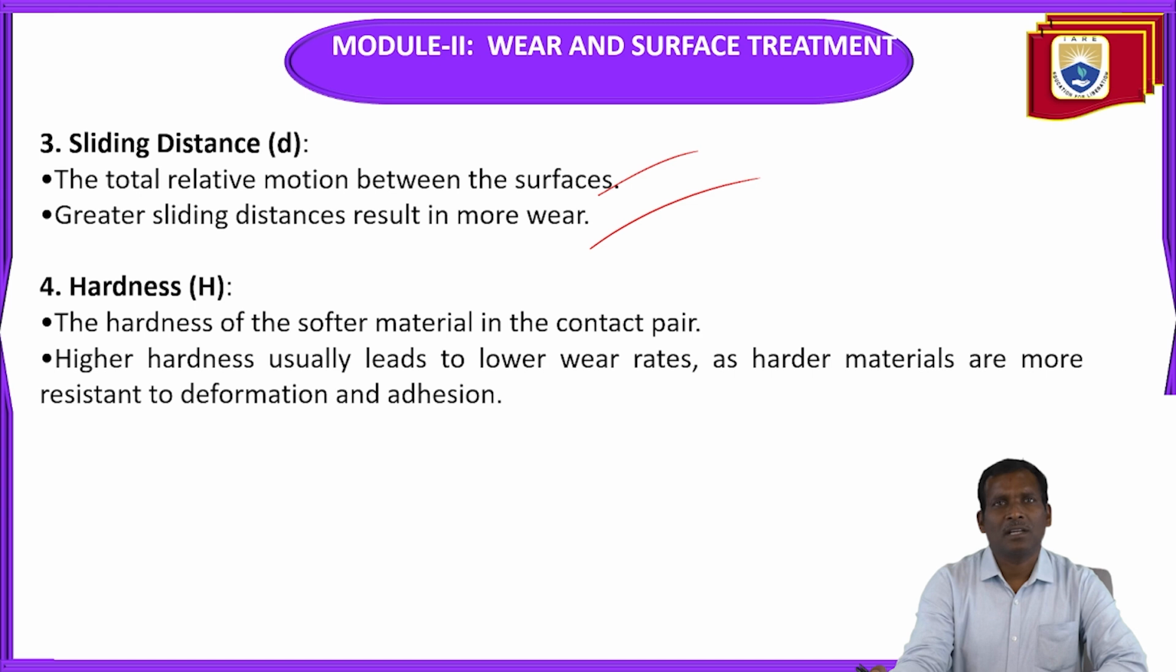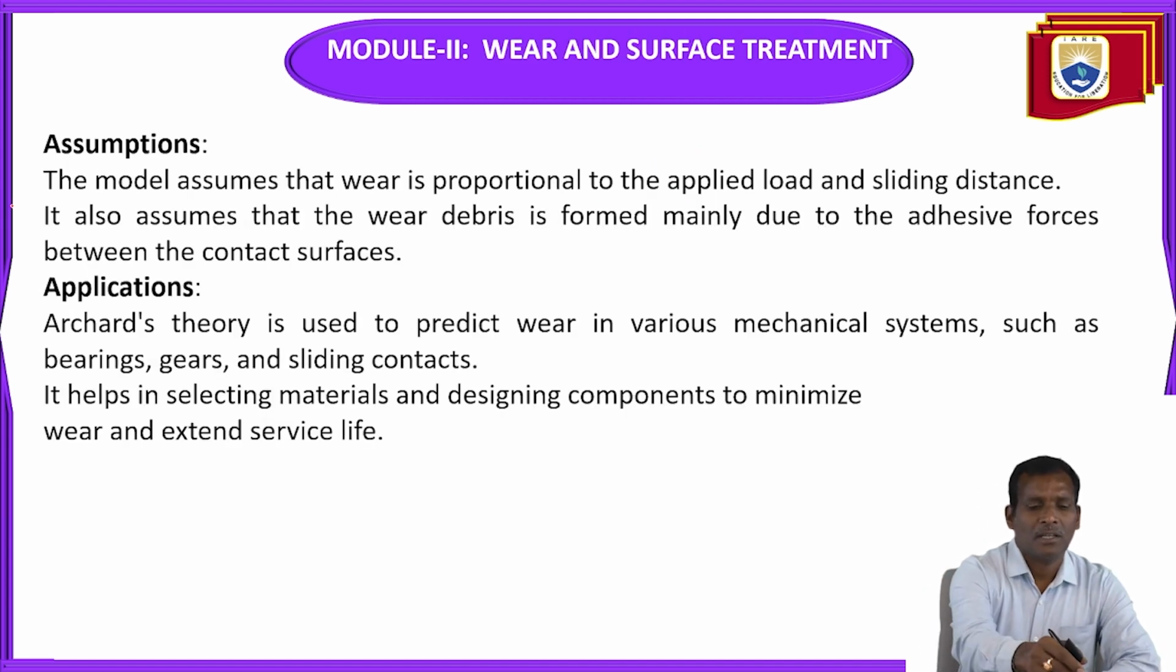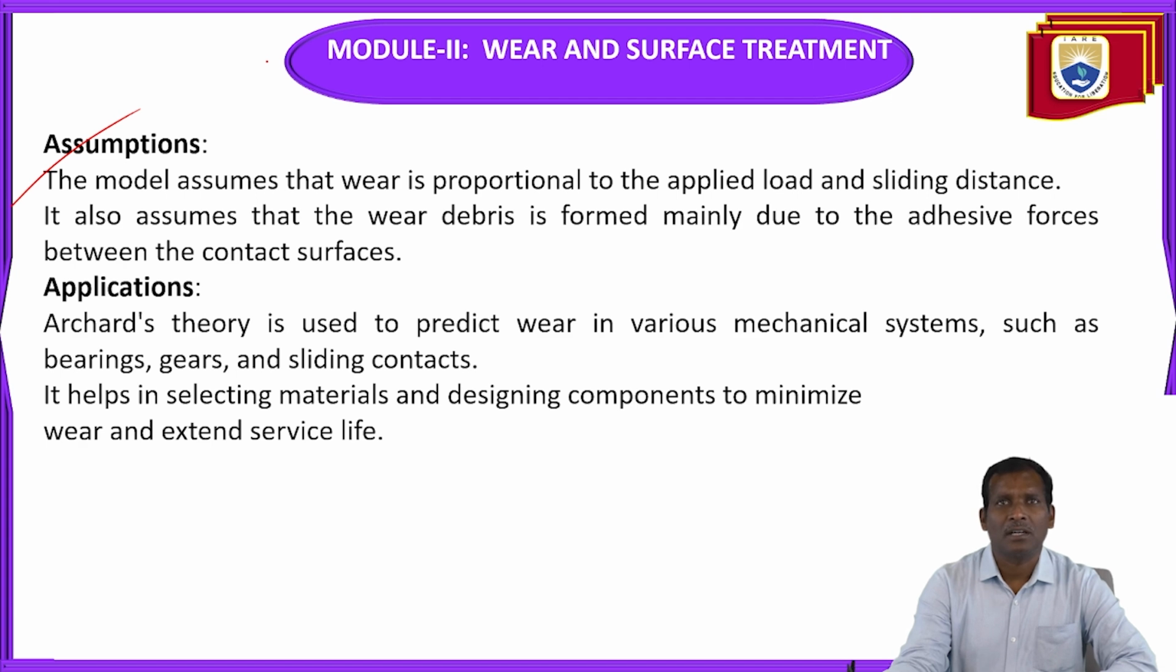Next, hardness H, the hardness of the softer material in the contact pair. Higher hardness usually leads to a lower wear rate, as harder materials are more resistant to deformation and adhesion. Next, assumptions: the model assumes that wear is proportional to the applied load and sliding distance. It also assumes that the wear debris is formed mainly due to the adhesive forces between the contact surfaces.